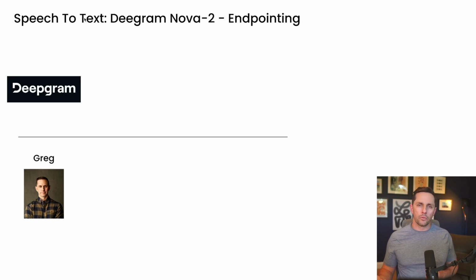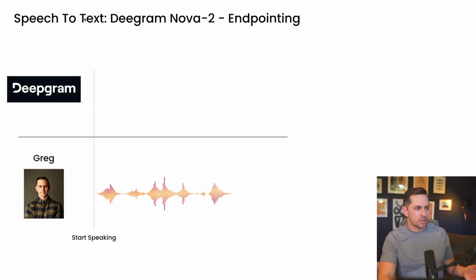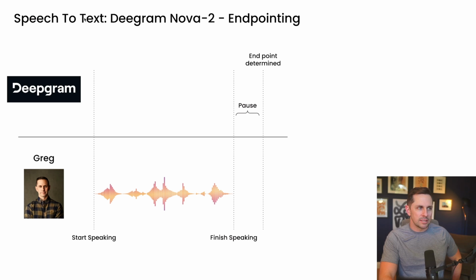The other really cool thing that Deepgram does when you do streaming is it does endpointing. And endpointing is when it's gonna notice a natural break in the conversation, and it's gonna say, hey, it looks like the person is done talking here. So again, I'm gonna start speaking, I'm gonna finish speaking, and then Deepgram is gonna notice a pause. And when it notices a pause, it's gonna say, hey, I think Greg just stopped speaking. I'm gonna give you an endpoint, meaning I'm gonna set a flag that says, I think this is done.